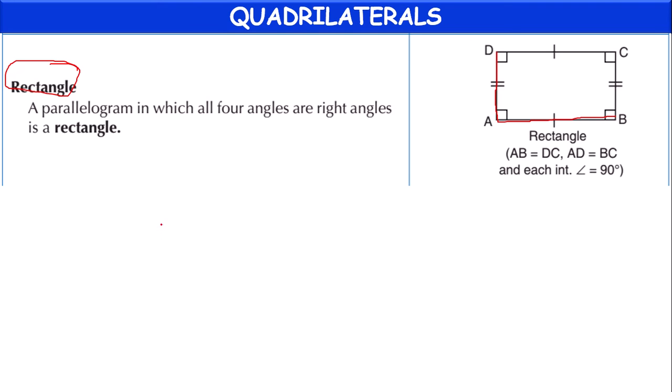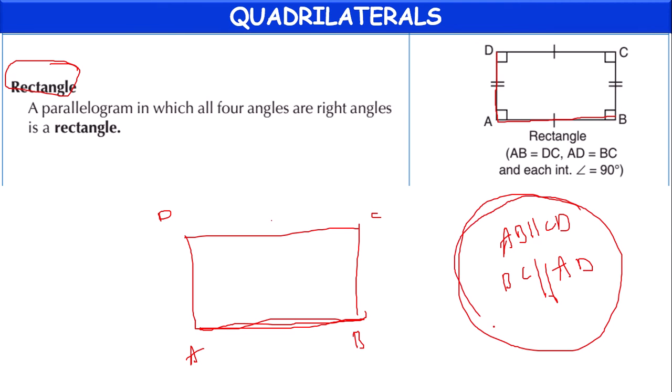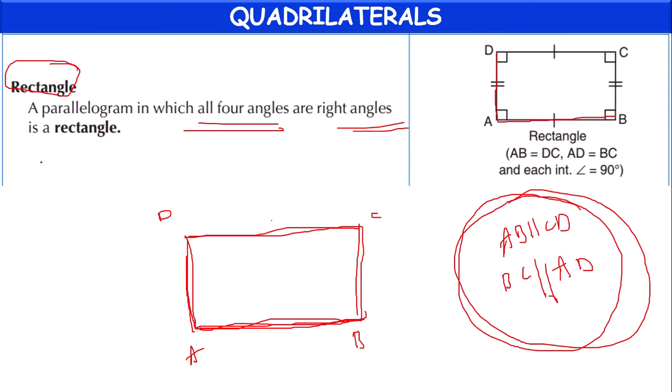So this is the quadrilateral. First we have to assume this as a quadrilateral. ABCD is a quadrilateral. So when will it be a parallelogram? If AB is parallel to CD and BC is parallel to AD, both pairs of opposite sides are parallel, so it is said to be a parallelogram. Suppose it is a parallelogram, opposite sides are parallel. Along with that, all four angles are right angles.